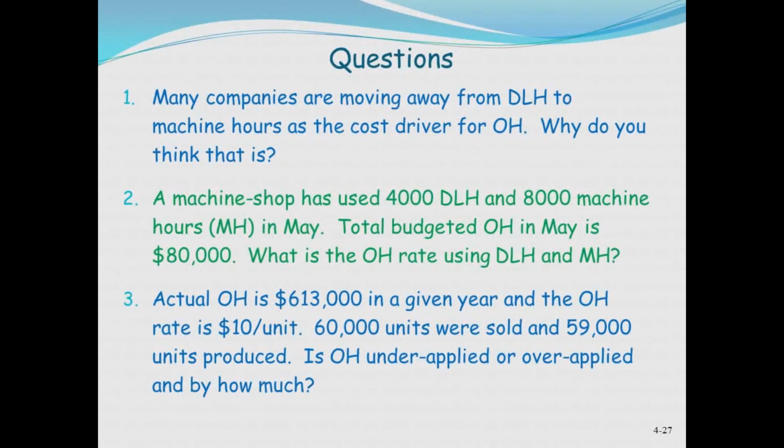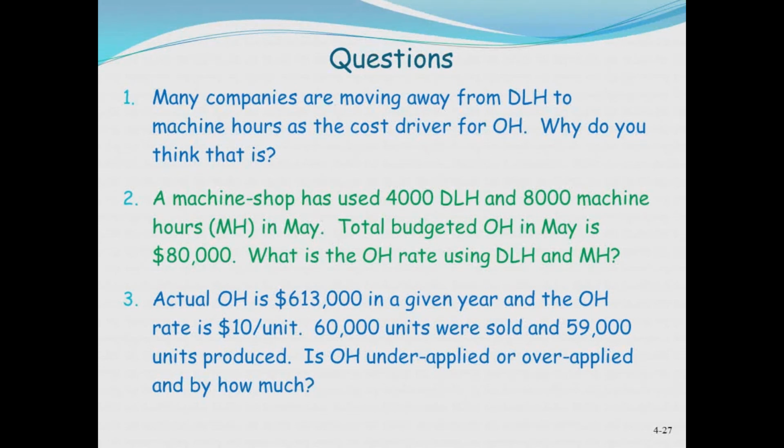It's underapplied. You applied, excuse me, $590,000. $10 an hour, 59,000 hours. That's how much you applied. But actually, the cost of your overhead, when you look back at the end of the year, was $613,000, which means you didn't apply $23,000 worth of overhead. So you underapplied your overhead, and you need to do something to get it fully applied.